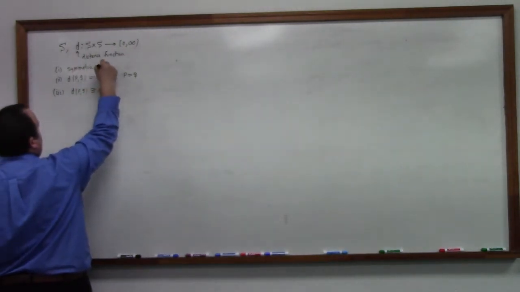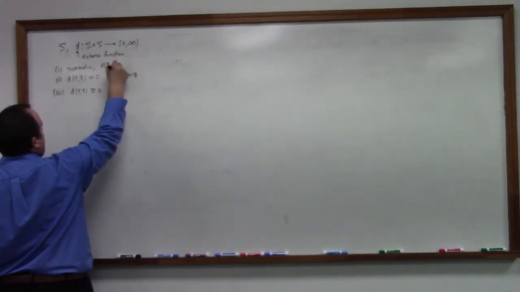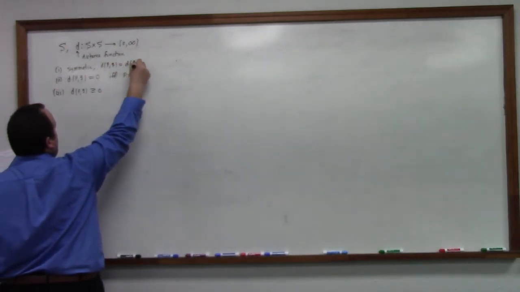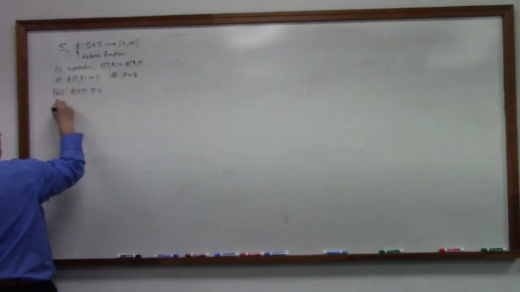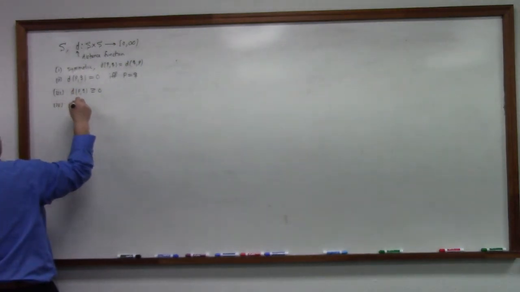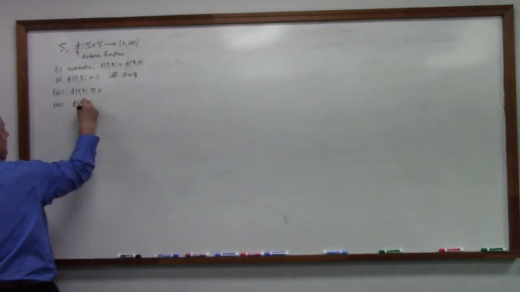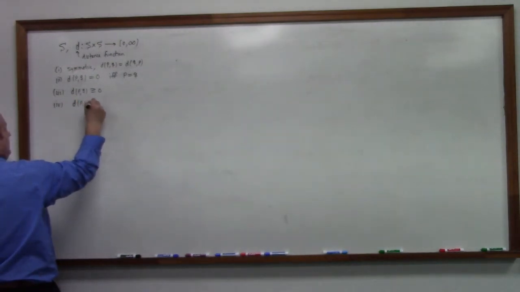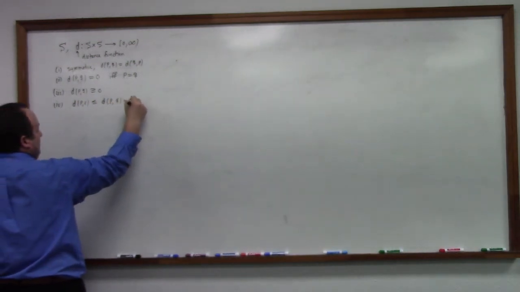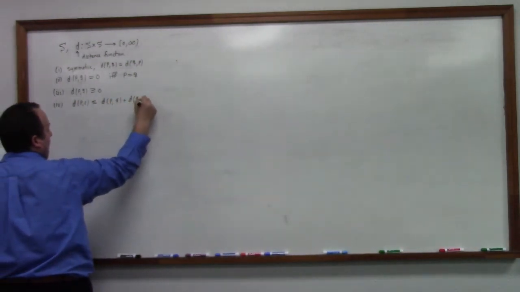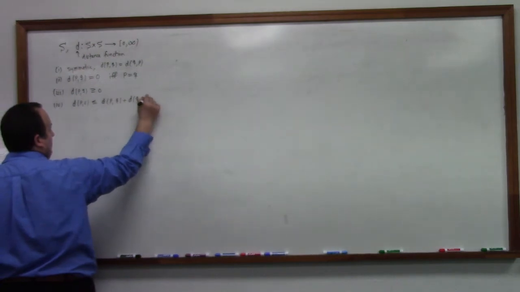Symmetric was the distance from P to Q is equal to the distance from Q to P. And 4, it has the triangle inequality. The distance from P to R is less than or equal to the distance from P to Q plus the distance from Q to R. Triangle inequality.